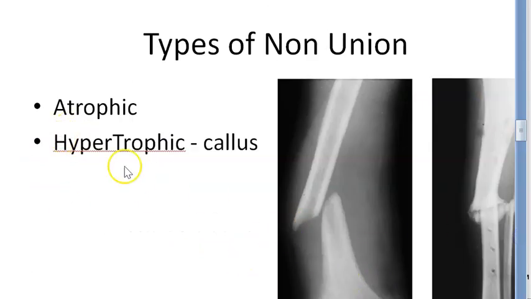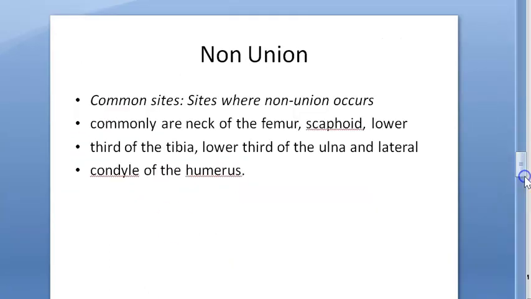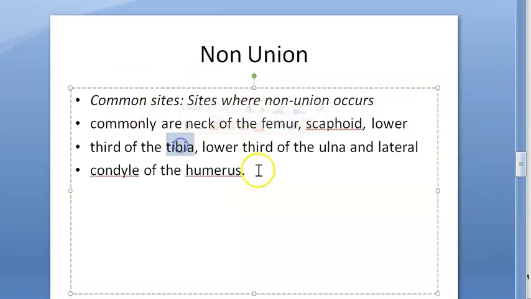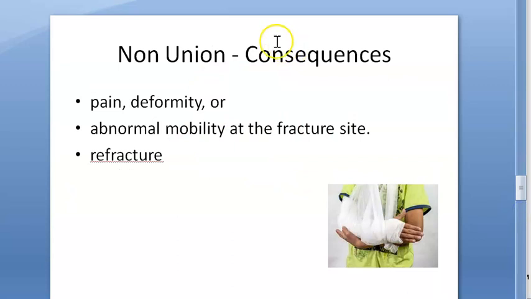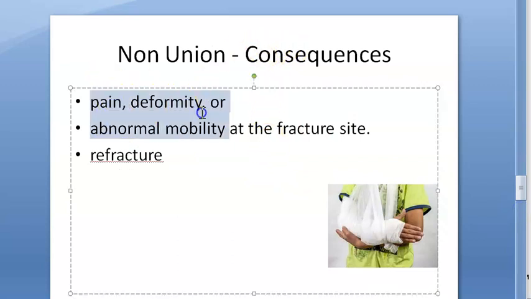Types of non-union: atrophic, hypertrophic. Hypertrophic will have a lot of callus but useless, it is not helping the union. Common sites where non-union happens, always blame the femur, the tibia, right? This much is enough. Then the humerus also if you want. Consequences of the non-union: pain, deformity, abnormal mobility at the fracture site, refracture can happen because of stress.